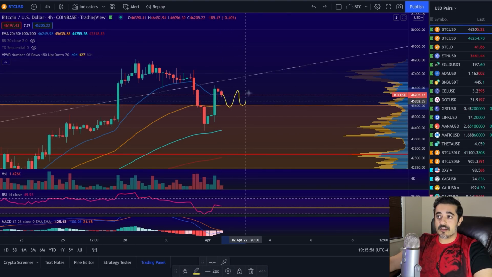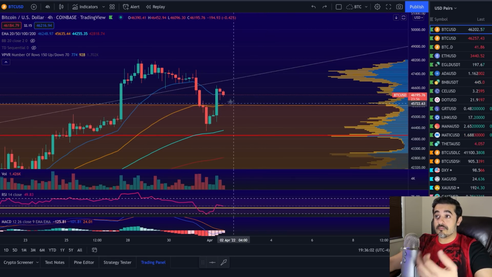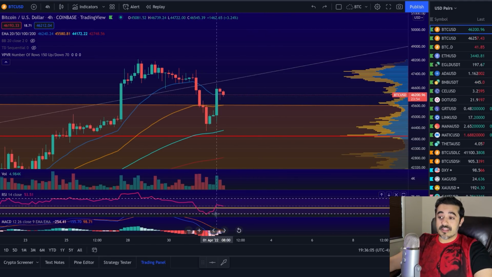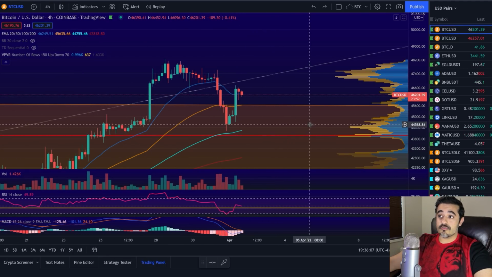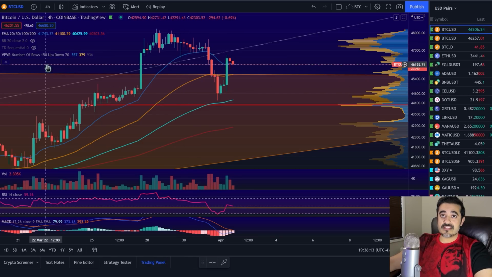There's no reason that we don't just go sideways here, but it's looking like we could be gearing up for another bounce. And another thing that really sets that in stone for me as being a very valid possibility is that the 4 hour MACD also looks like it's about to flip bullish. So that's another thing there.